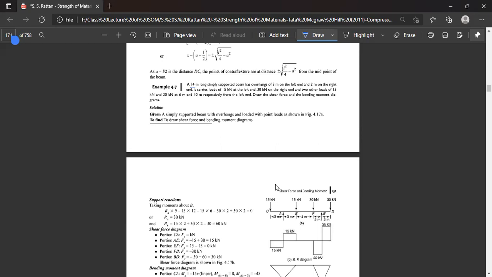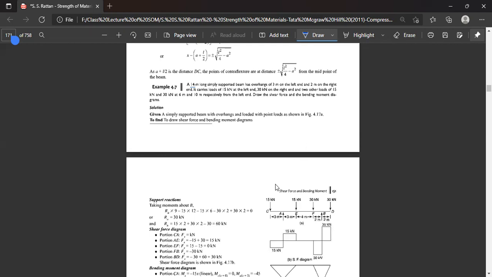Here, it is simply supported, but not at the ends, and it has overhangs, and the overhang lengths are not the same: 3 meter on the left side and 2 meter on the right side. It doesn't carry a distributed load, but single vertical or point loads: 15 kilonewton at the left end, 30 kilonewton at the right end, and two others, 15 and 30 kilonewton, at 6 and 10 meters respectively from the left end.